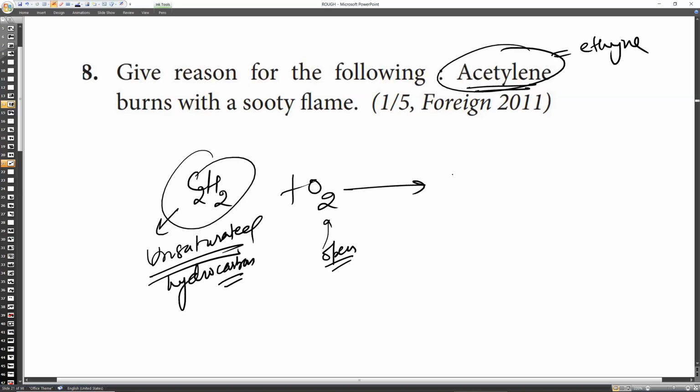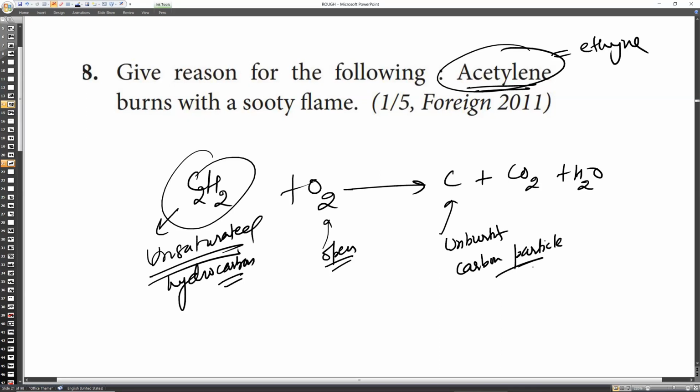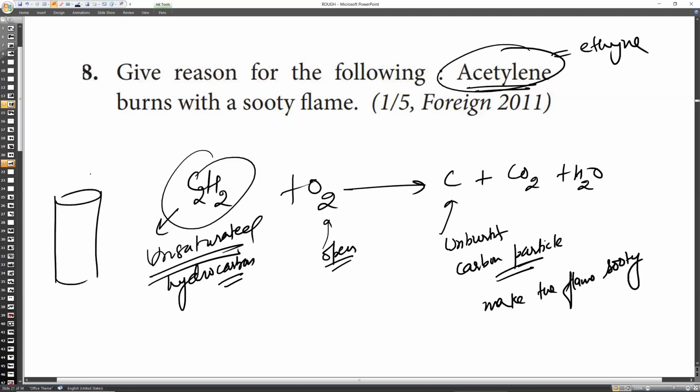So when it burns in open air, it gives you unburned carbon particles plus carbon dioxide plus water. And these unburned carbon particles make the flame sooty. So this is the unburned carbon particle that is making the flame sooty. This makes it sooty.